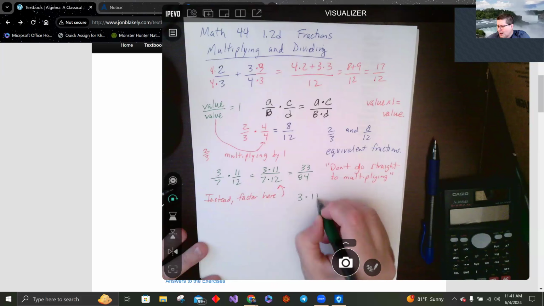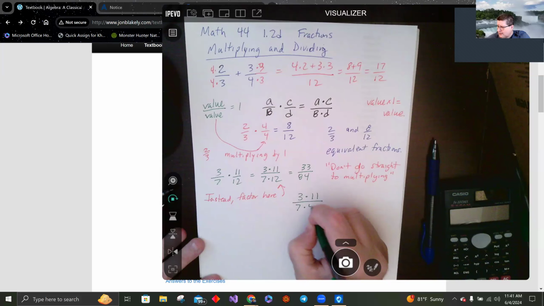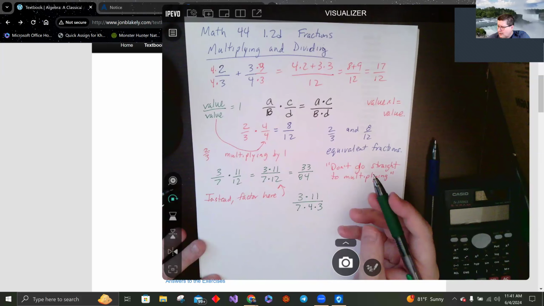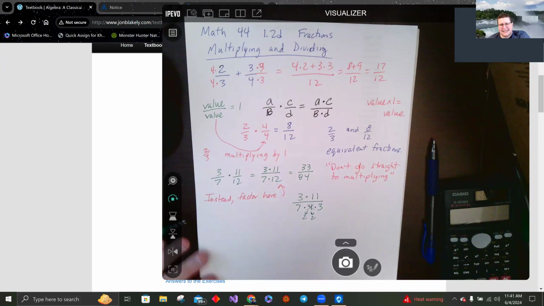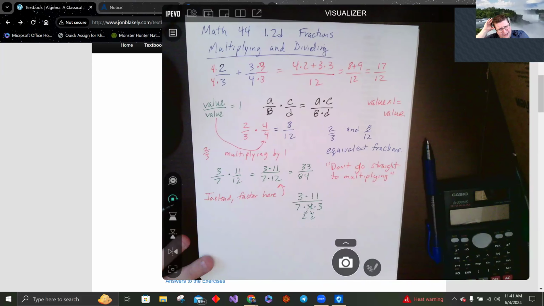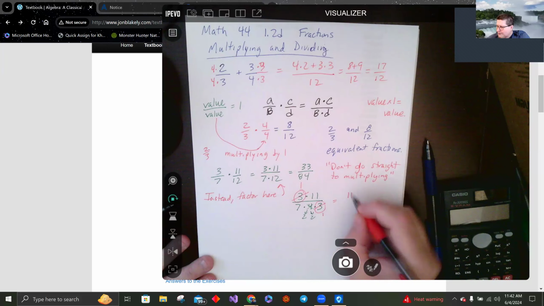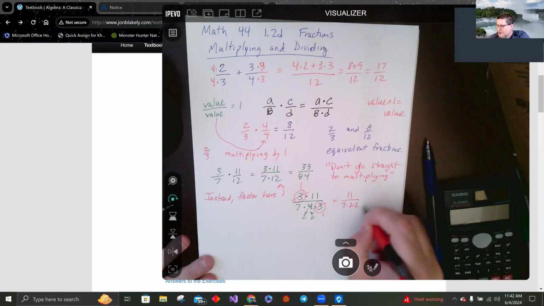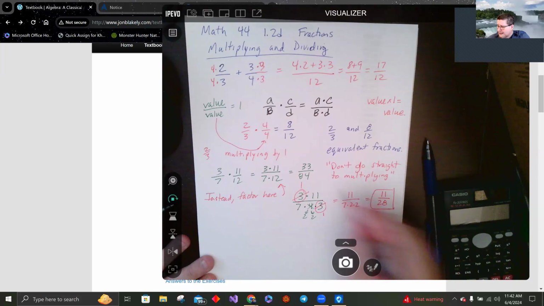3 and 11 are both prime already. 7 is prime, but 12 was 4 times 3. And 4 even breaks down into 2 times 2 if I need it. In this case, I didn't need it. I could have left it as the 4, if you don't want to factor all the way down, but sometimes it's hard to tell if you've got everything. It's good to get down to the prime factors. These cancel and leave behind a 1. I'm left with 11 on top with 7 times 2 times 2 on bottom. 33 over 84 in reduced form is 11 over 28.